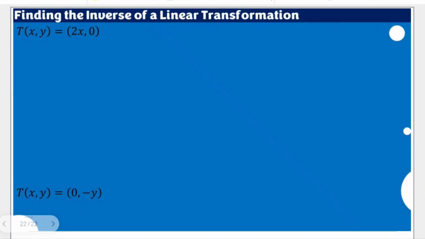To show the inverse of a linear transformation, we need to follow these steps. The first one is to come up with the standard matrix of the given linear transformation. Then, let's check if it's invertible. If the standard matrix is invertible, we can automatically say that the linear transformation T is also invertible.